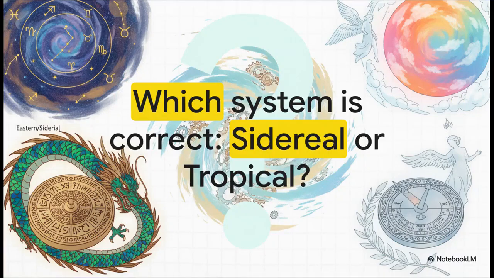If you've studied astrology for more than 5 minutes, you have definitely heard this endless, heated debate. You know the one. Which system is actually correct? Eastern or Western? Sidereal or tropical? People argue over this constantly. But what if I told you that this entire conflict is actually based on a massive misunderstanding?